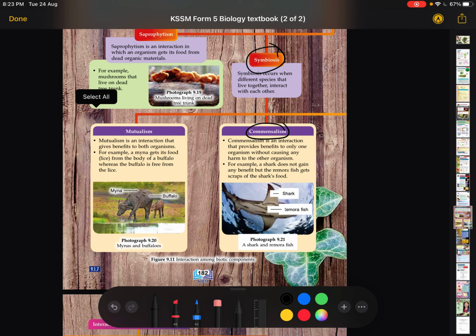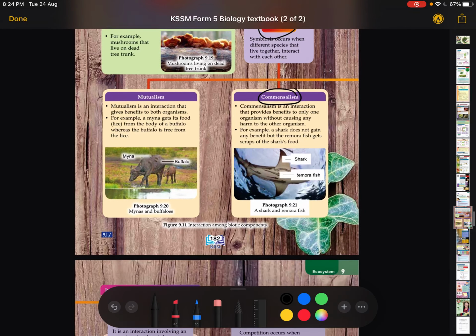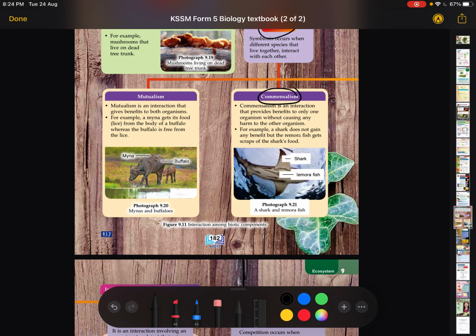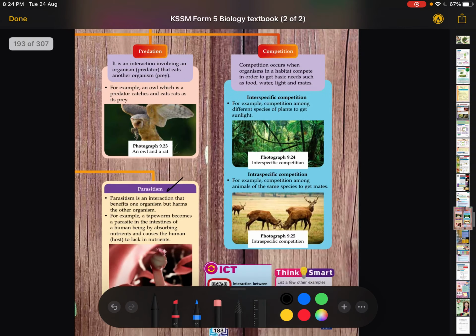Like for example, the buffalo has a lot of lice on its body. If the myna eats the lice, it will get its food. So it gets food from the lice, and the buffalo will no longer have lice on its body. So the buffalo gets a benefit because of no more lice, and the myna gets benefit because it got food from the buffalo.